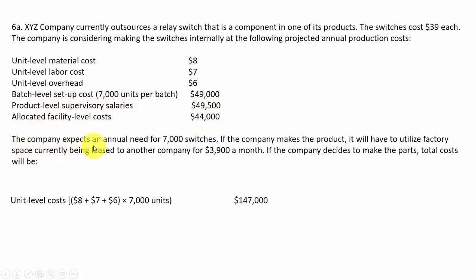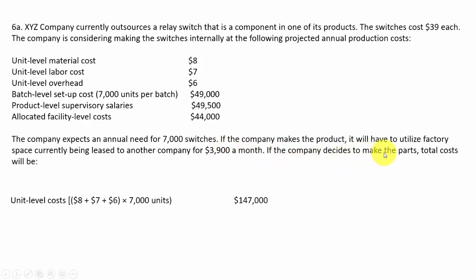The company expects an annual need of 7,000 switches. If the company makes the product, it will have to utilize factory space currently being leased to another company for $3,900 a month. And this means they're going to have to kick somebody out of a space that they're renting out to somebody, and they're getting $3,900 a month for this leased space. But if they kick them out, that's where they're going to use that space to make these new switches.